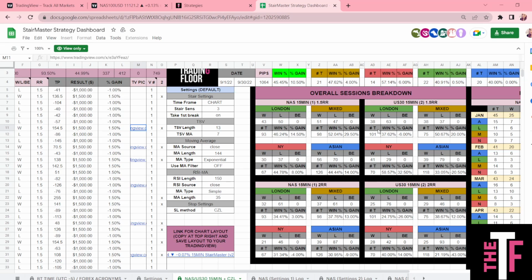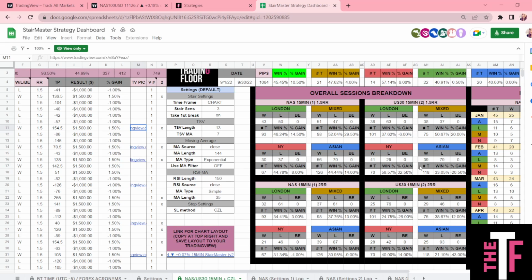So if you're trading early in the morning, look for NAS. If you're trading the afternoon or the second half of New York, you would be looking for US 30. There is an option for the 2 reward as well, which doesn't look terrible if you're looking again at the appropriate sessions: NAS being mixed, 13% gain, and US 30 on the second half, 14% gain. But the win rates and the gains aren't as good as 1.5.